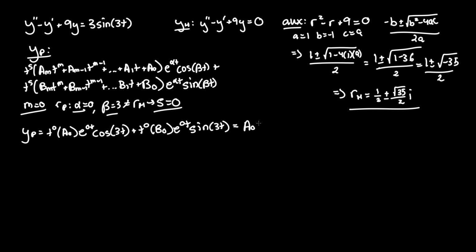And simplifying, that's a sub 0 cosine of 3t plus b sub 0 sine of 3t. You can turn this to a and b, but I'm just going to keep it explicit. So now we have our y p term. I'll rewrite down here.